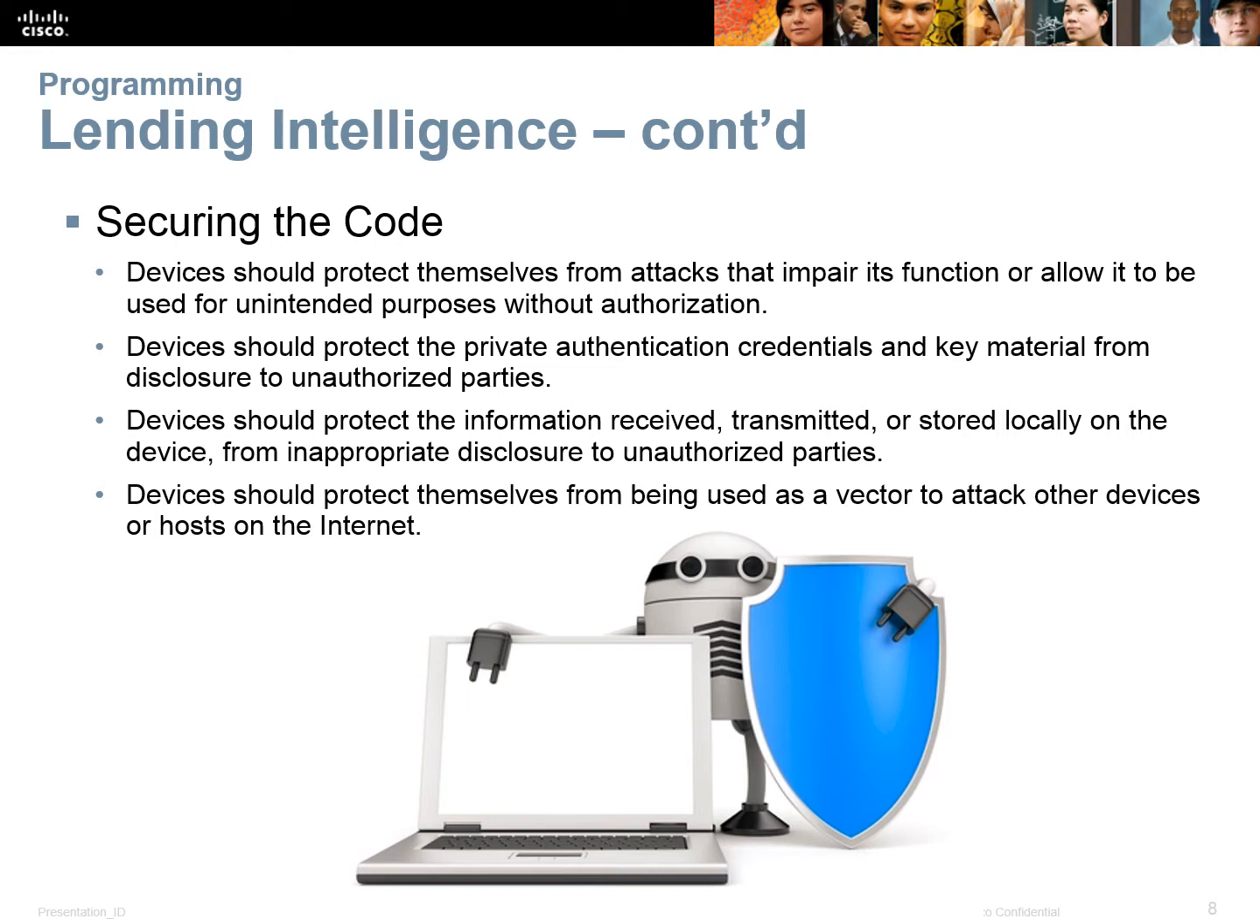Another is devices should protect the private authentication credentials and key material from disclosure to unauthorized parties. And then third is devices should protect the information received, transmitted, or stored locally on the device from inappropriate disclosure to unauthorized parties. And the next is devices should protect themselves from being used as a vector to attack other devices or hosts on the internet. In order to help achieve the recommended security best practices, physical security and the ability to trust the integrity of the code and the ability to be upgraded remotely are crucial to the design of all systems and IoT devices.